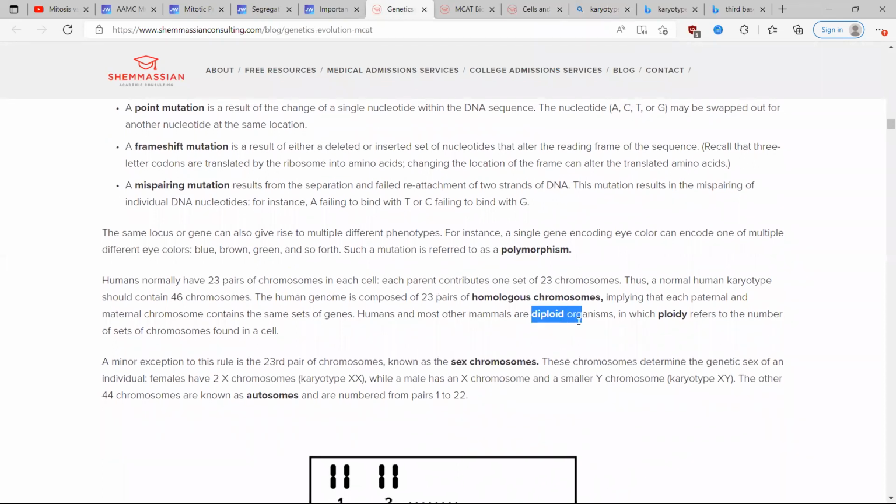And we are diploid because we have two sets of 23, right? Our ploidy is the number of sets of chromosomes that we have in the cell. So we have two sets, so we're diploid.